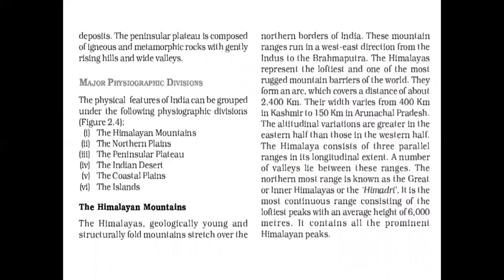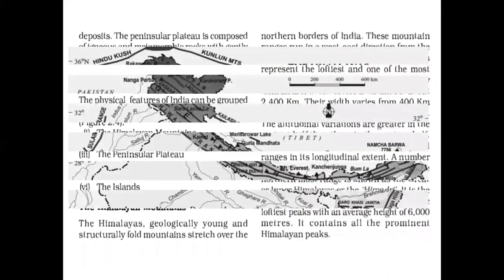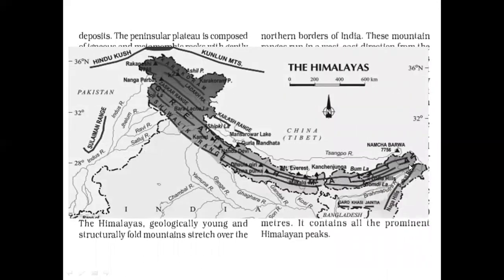Now we have six major physical divisions: the Himalaya mountains, the northern plains, the peninsular plateau, the Indian desert, the coastal plains and the islands. Himalaya mountains are fold mountains. They are in the form of an arc. Here you can see it is in the form of an arc. It extends from here to Arunachal Pradesh. It covers a 2,400 kilometer distance. Its width over here is about 400 kilometers, whereas it is 150 in Arunachal Pradesh. So the width is decreasing toward the eastern side.